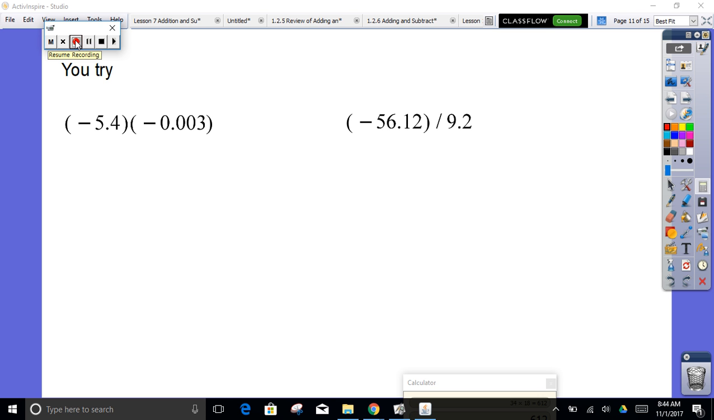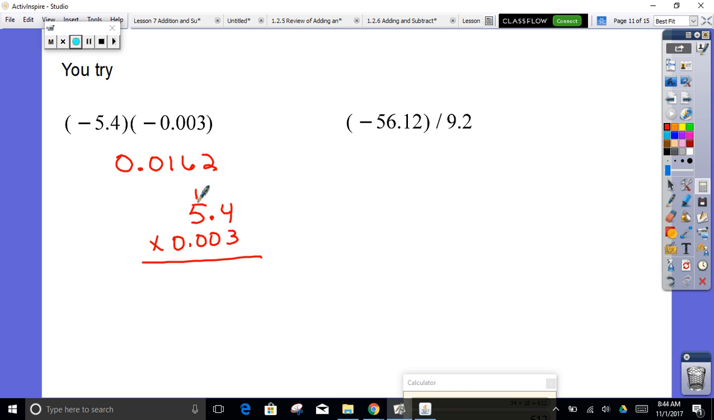Okay, let's go over these answers. McKenna, what did you get for the first one? I got 0.0162. Good. 0.0162. So if we're doing 5.4 times 3 thousandths, 3 times 4 is 12, 3 times 5 is 15, and 1 is 16. We need 1, 2, 3, 4 decimal places. So 1, 2, 3, 4 gives us an answer of 0.0162. And it's positive because we multiply negative times a negative.